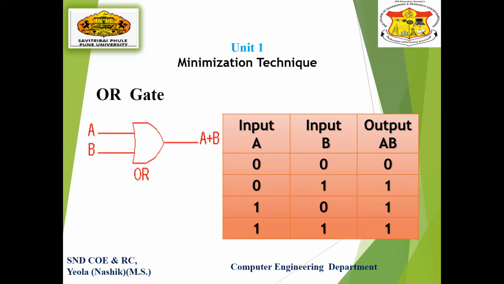Then OR is your particular operator, and it is assigned as A plus B. We can say that it is A or B. Always keep in mind that the output will be high when any single input is high, and then and only then the output should be high.